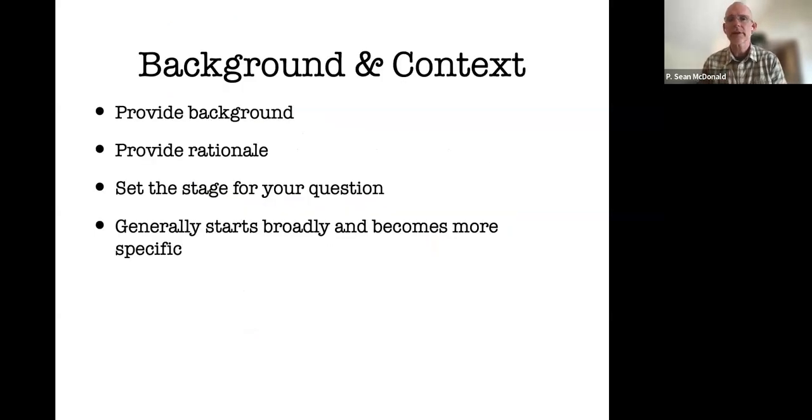All right, let's talk about the various sections. The first, of course, is the background and context. The point of the background and context is to provide the background and rationale for the work and really to set the stage for your question. It's giving us all the information that we need to understand where you're going with your work. This does not have to be an all-encompassing tome on the topic at hand.